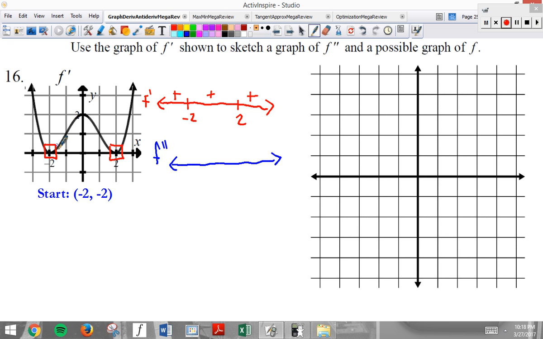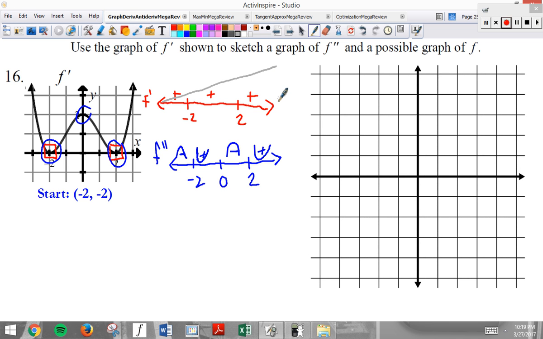Now at double prime, mucho más interesante things. At negative 2, at 0, ooh, trying to line it up, and at positive 2. Positive F prime, but negative slope of F prime. Positive slope of F prime. Negative slope of F prime. Positive slope of F prime. Positive, negative, positive. Here we go.